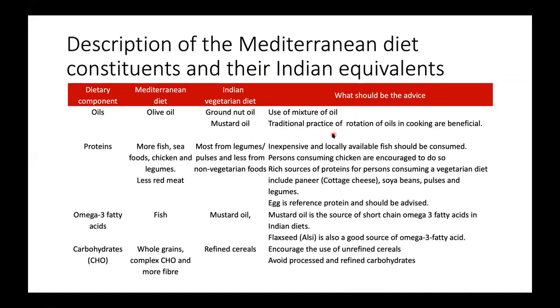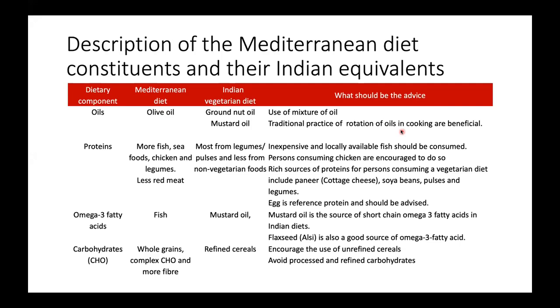What is our Indian equivalent for the Mediterranean diet? Regarding the oil, in the Mediterranean diet olive oil was used, while in the Indian vegetarian diet mostly groundnut or mustard oil is used. What we should advise is to use a mixture of oils and try to rotate the oil in cooking, which is more beneficial. If the patient is not able to rotate, what can you ask the patient?